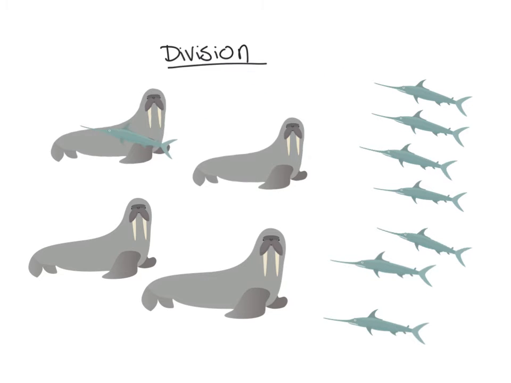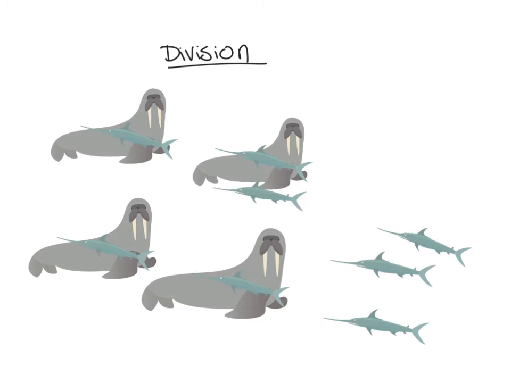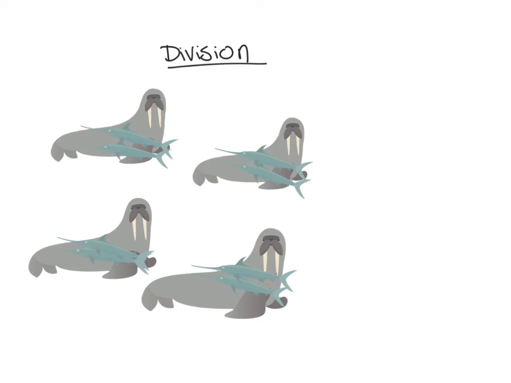All right, so if we divide these, we'd give them out evenly. So they first all get 1 fish, and then we'll give them each another fish. And we see that we don't have any fish left over, and they all have an equal amount. And so that means that we just divided 8 fish by 4 walruses and got 2. And 4 goes into 8 without any remainders, and so we can say that 8 is divisible by 4.